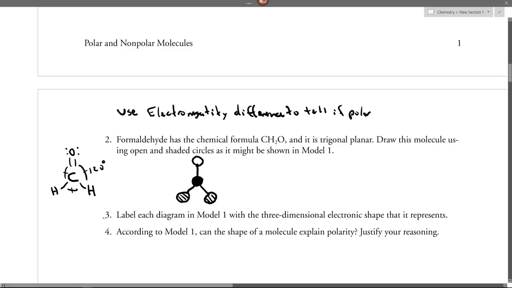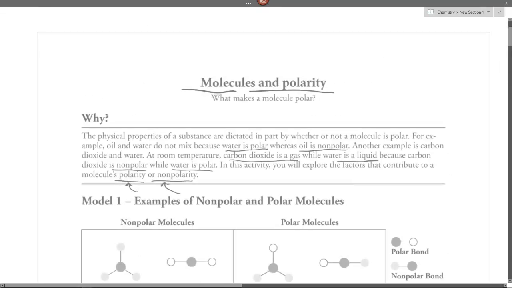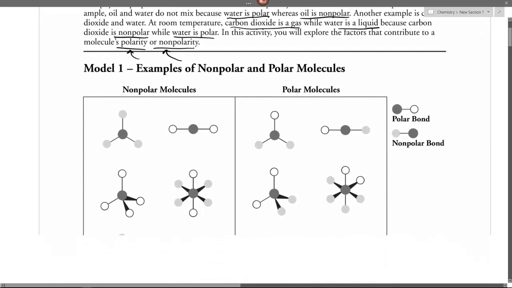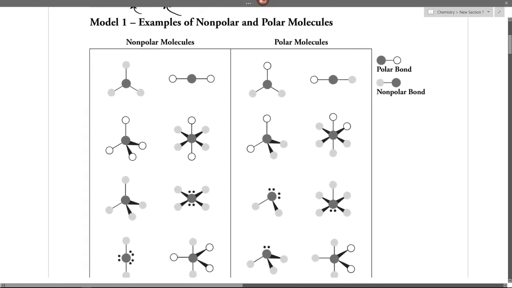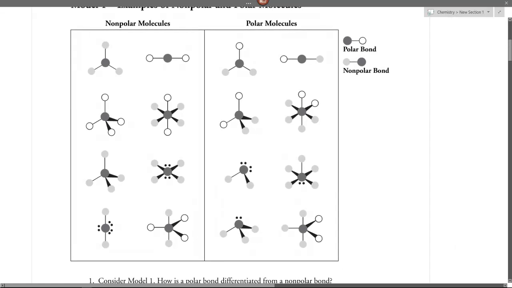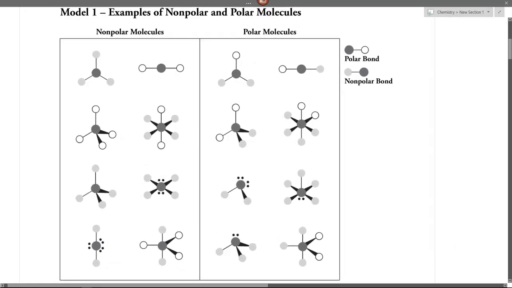All right, so number 3. Label each diagram in model 1 with the 3-dimensional electronic shape that it represents. This is a big thing for you to do. If we go up here and take a look at these, and let's squish them down a little bit so they fit on the page. All right, here they are. Here's what you need to do. Use your VSEPR PDF to determine shapes.